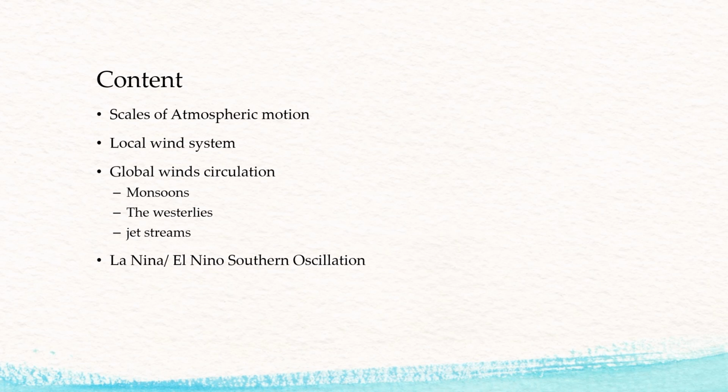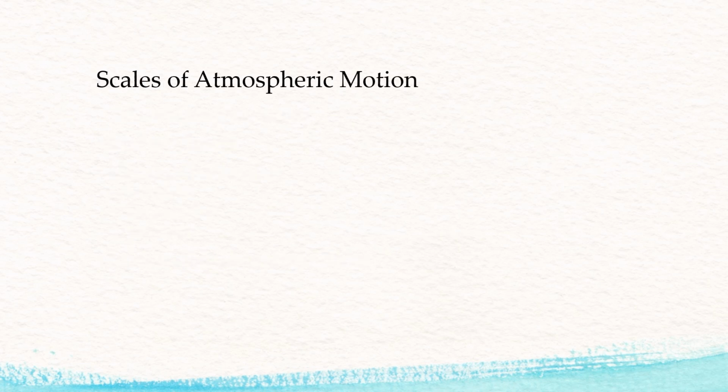So we're gonna start with the scales of atmospheric motion. Again, when we talk about the atmospheric motion, that means the movement, right? The motion of the air in the atmosphere. So the air in motion is what we commonly call wind. It might be invisible, but we can see evidence of it nearly everywhere we look. So we can feel it.